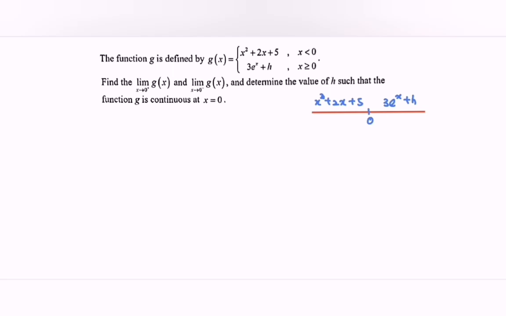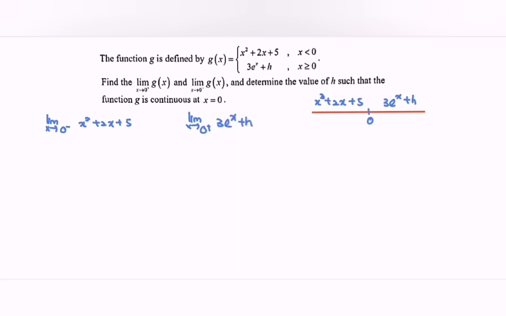Find the limits when x approaching 0 from the left for the function g(x). So referring to the real number line, we have x squared plus 2x plus 5. Then the limit when x approaching 0 from the right, we have the function 3 multiplied with the exponent x plus h.